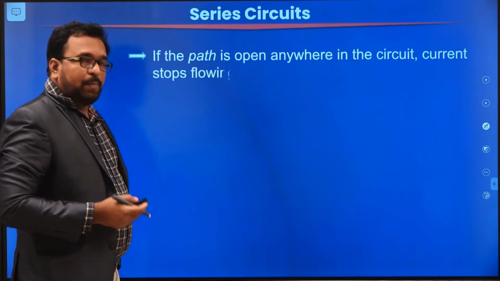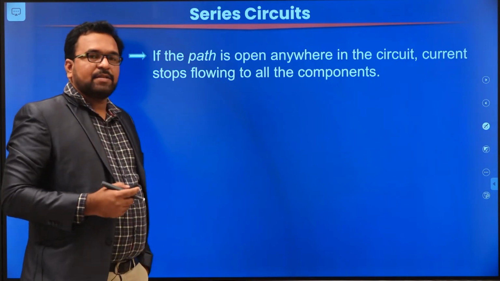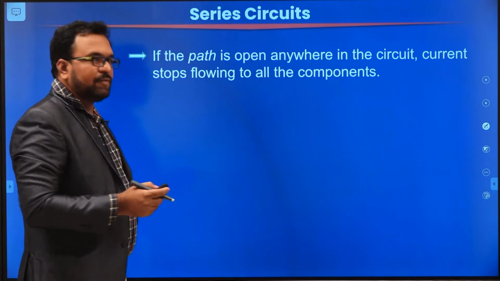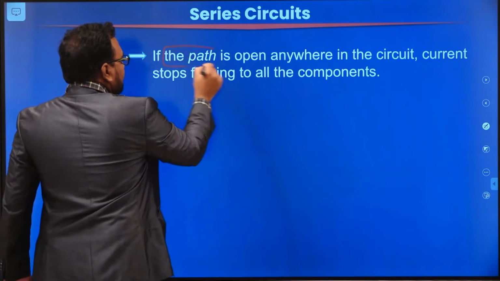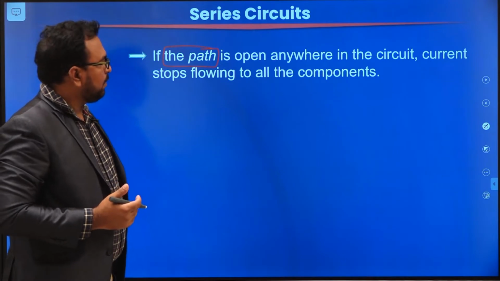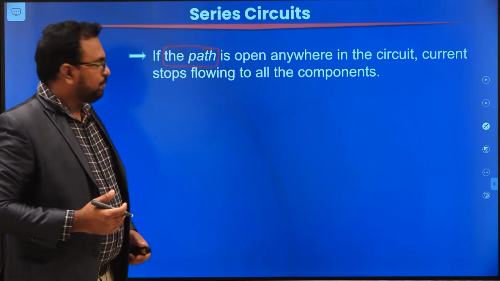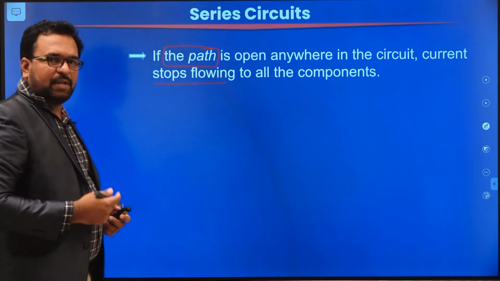Suppose in a series circuit the path is open anywhere in the circuit. What happens? Current will stop flowing. The path is what is responsible for current to flow in a circuit. It is a wire. If it is open in the circuit, current will not flow to the remaining components, or to any of the components.